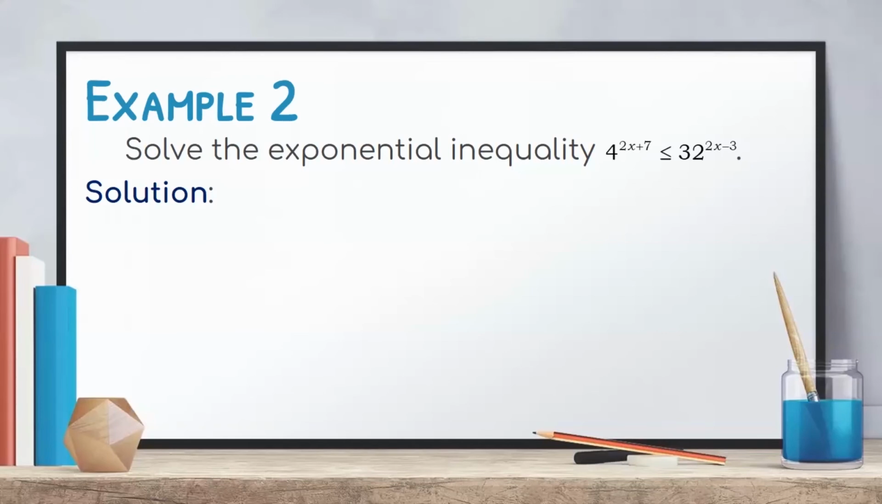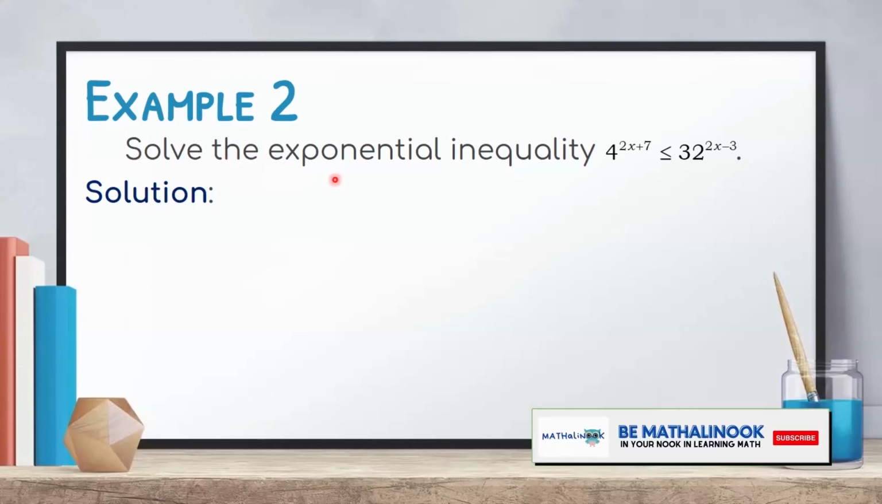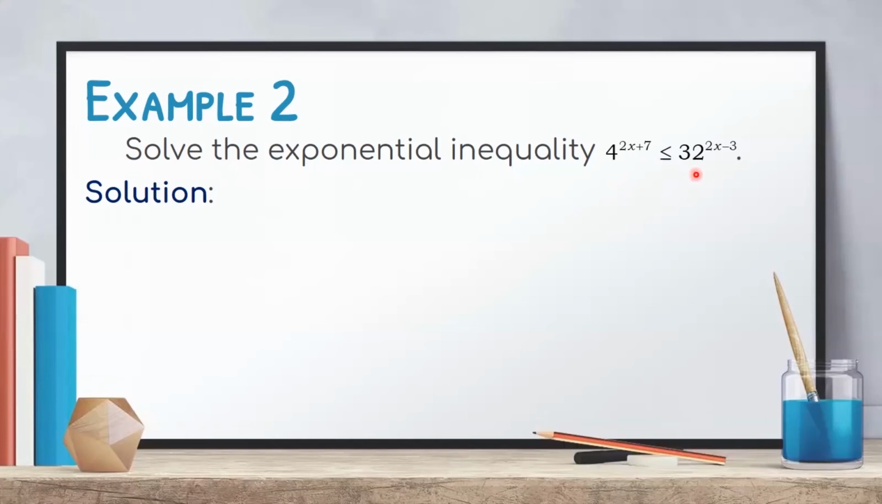Let us take another example. Solve the exponential inequality 4 raised to 2x plus 7 is less than or equal to 32 raised to 2x minus 3. From the given, notice that we have different bases. Therefore, we need to write them using the same bases. Since we cannot express 32 with base of 4, it means that we need to change the two bases. Remember that 4 and 32 can be expressed with base of 2.